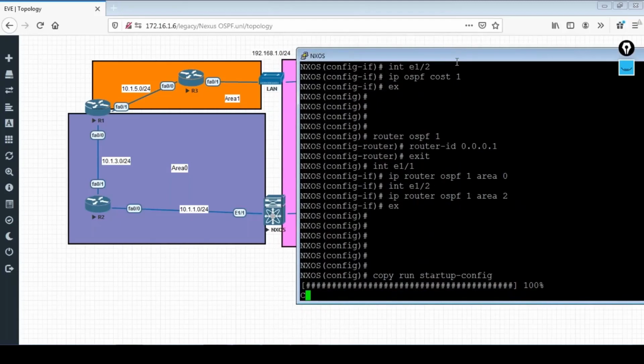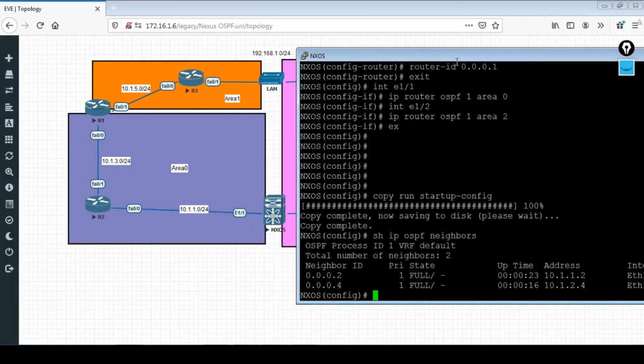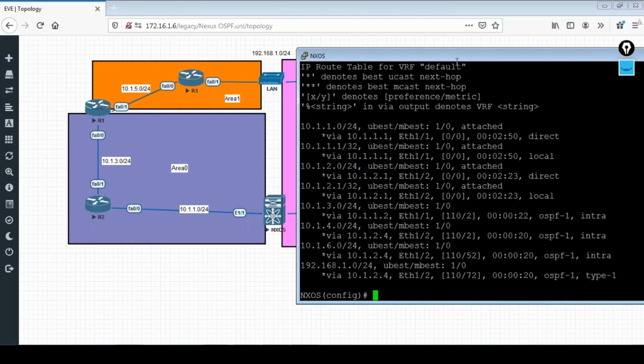So let's see now. The necessary configurations are done on all other routers. Let us check show IP OSPF neighbor. What I see, okay, the neighborship is coming. Show IP route. You can see the route.